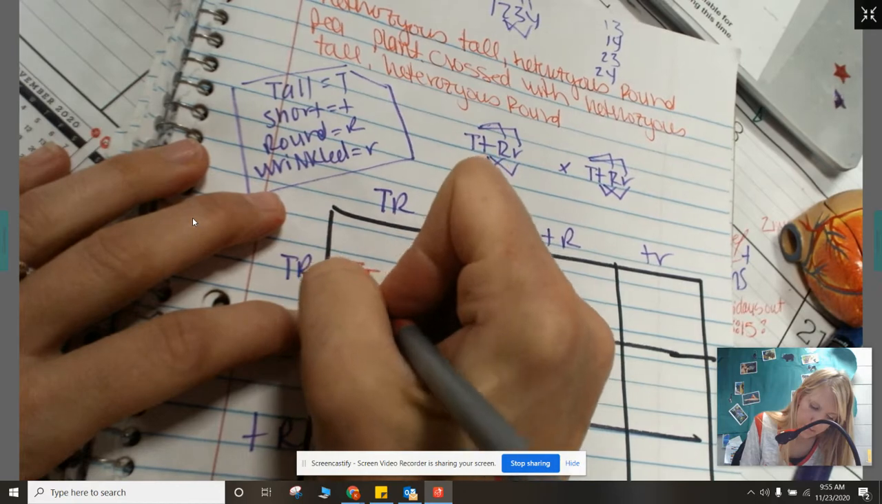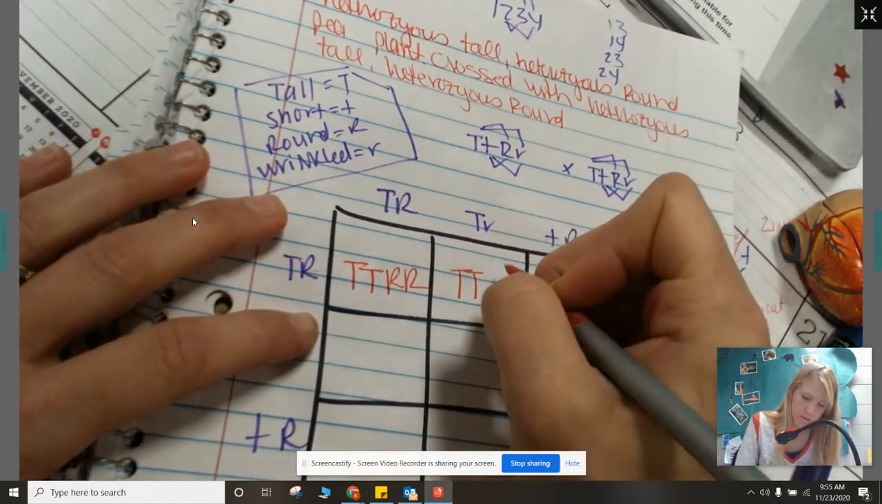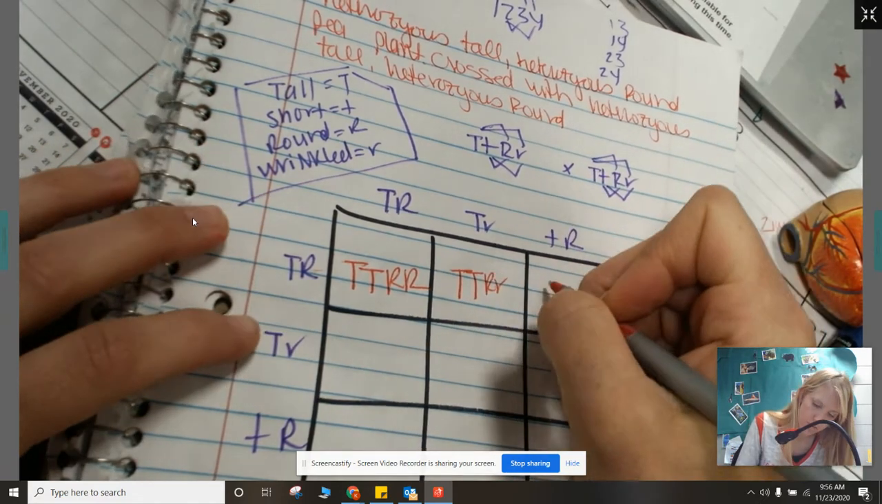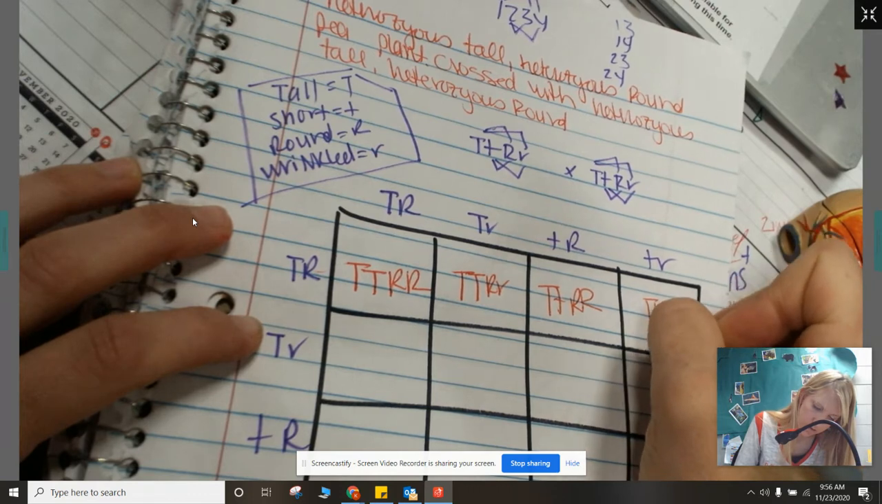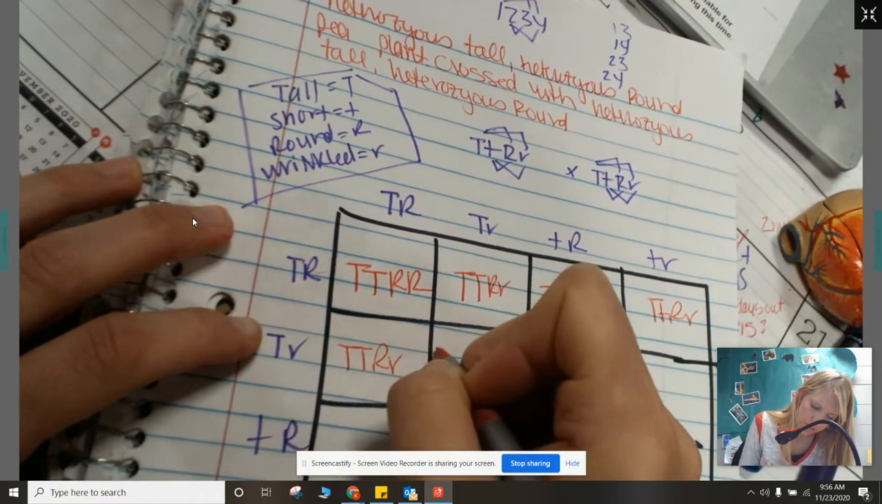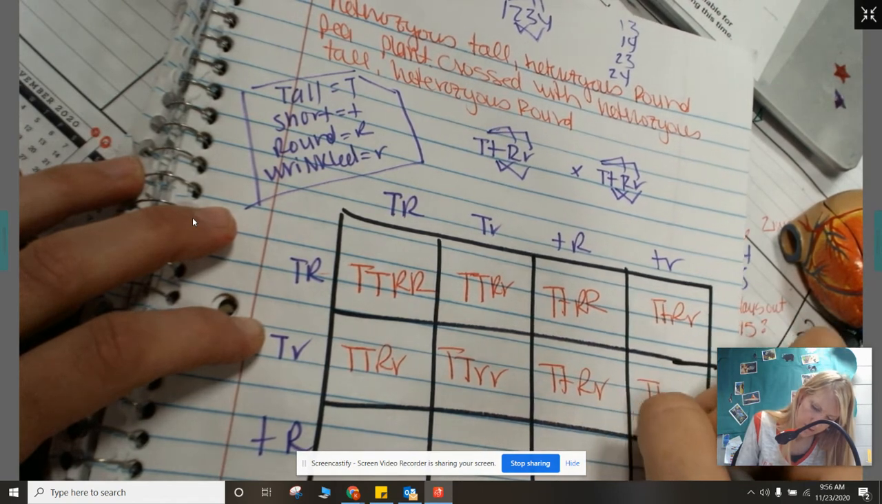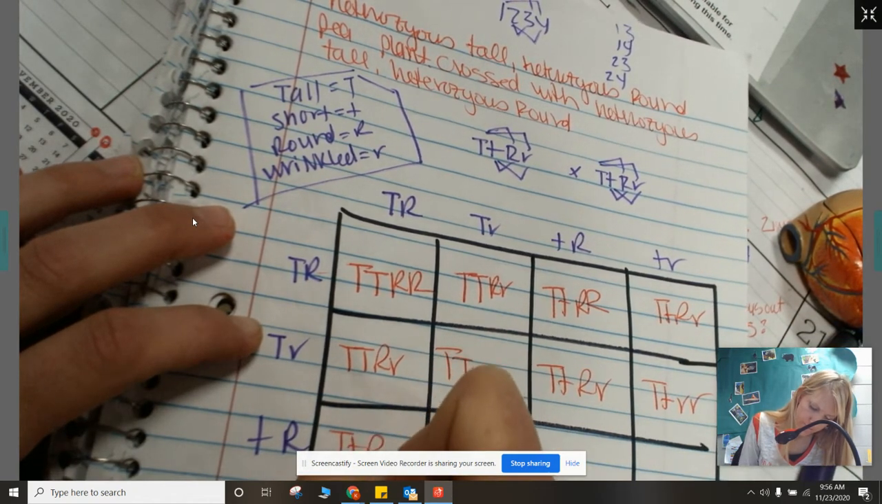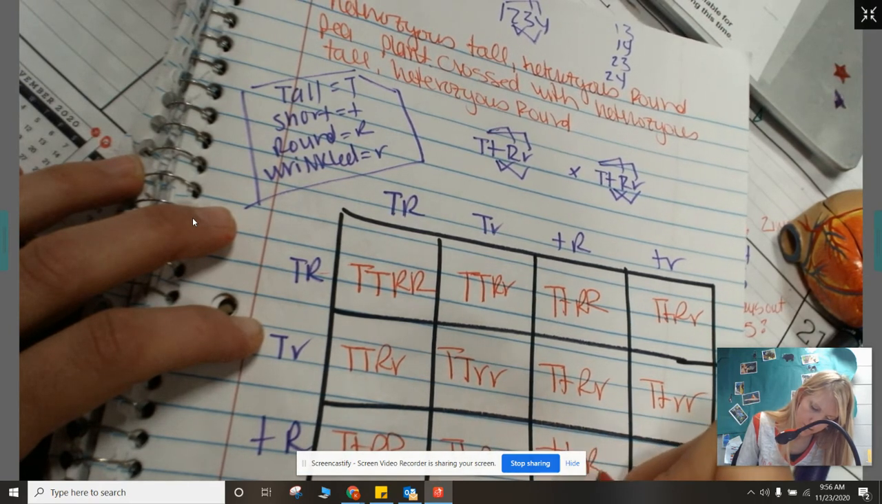Great. Now, big T, big T, big R, big R. Big T, big T, big R, little r. Big T, little t, big R, big R. Big T, little t, big R, little r. Big T, big R, little r. Big T, little r, little r. Big T, little t, big R, little r. Should I shut up now? Double check my work.